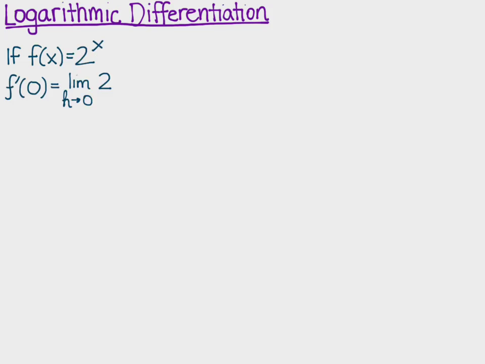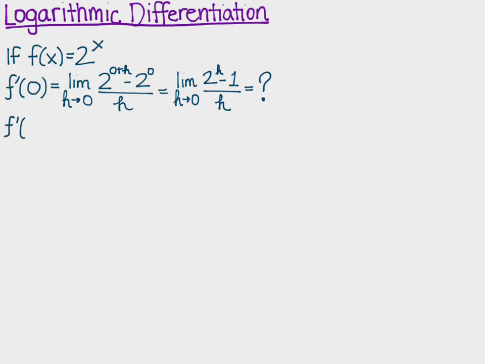If f of x equals 2 to the x, then we know that the limit definition of the derivative of f at 0 is given by the limit as h goes to 0 of 2 to the 0 plus h minus 2 to the 0 over h. We can simplify this as 2 to the h minus 1 over h. But then when it comes time to actually evaluate this limit, we don't know how to do this.